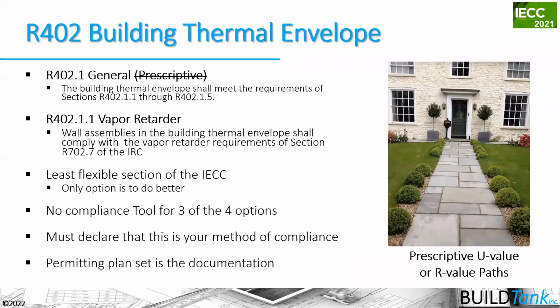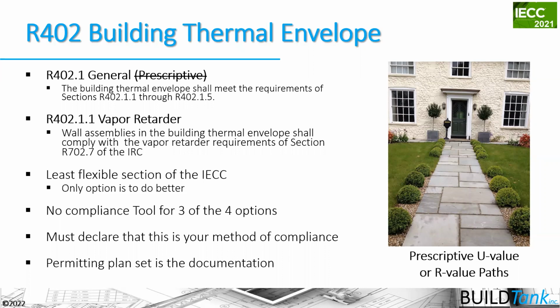When we talk about this prescriptive compliance pathway, you'll see that in the 2021 IECC the word prescriptive, again, has been stricken. It's no longer there in the 2021 IECC. So the building thermal envelope shall meet the requirements of this section, and it goes through demonstrating what different compliance options are available in what used to be called the prescriptive section of the code. Now they're just an option, another option that you can choose to demonstrate compliance with.